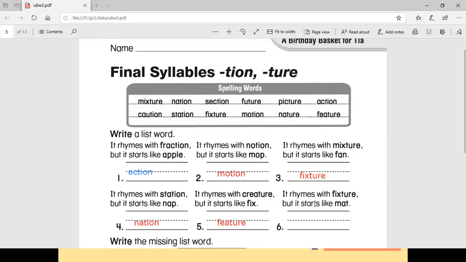And here, a rhyming word with factor, but beginning with letter M. Rhyming with factor. Here, it's going to be master, factor.